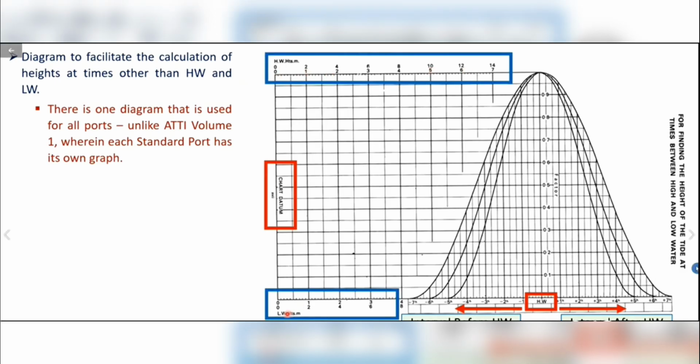Please pay attention that there are two scales, one from 0 to 4 and 0 to 7 here. So that is the same scale. The other one is 0 to 8 here and 0 to 14 on top. We have to use the largest possible scale depending on the heights of tide involved. And the only care that has to be exercised is that whichever scale is being used for marking the height of low water, the same scale should be used for marking the height of high water. So please be a little careful here.